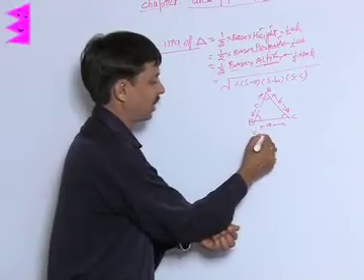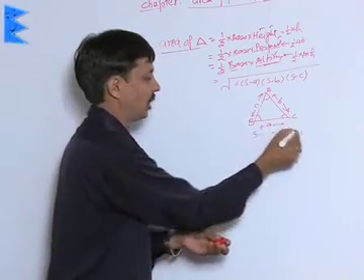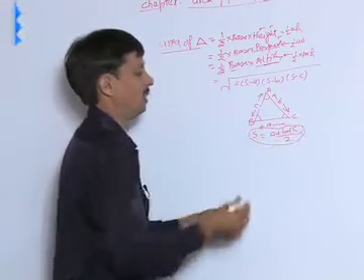Now the question is, what is S? S is equal to A plus B plus C upon 2. That is known as the semi-perimeter.